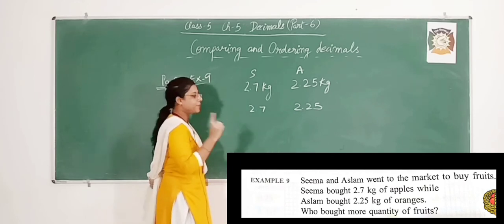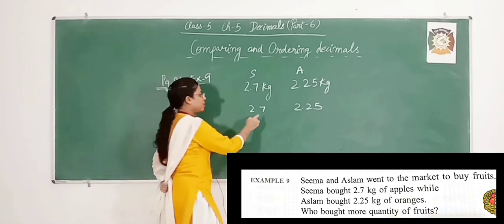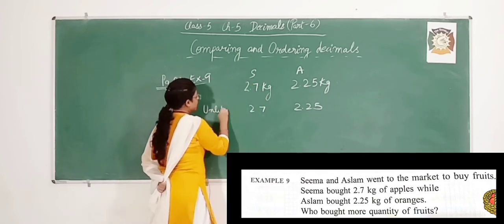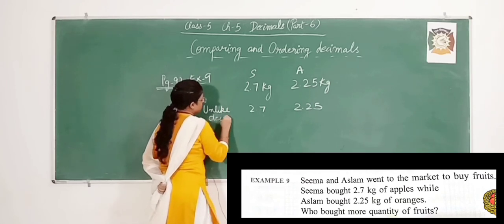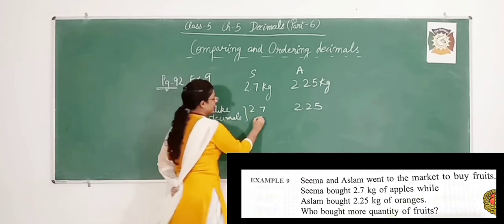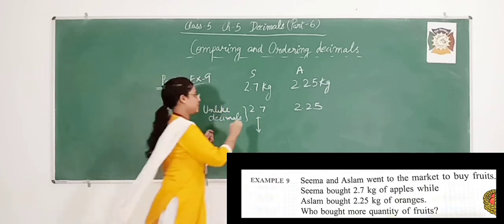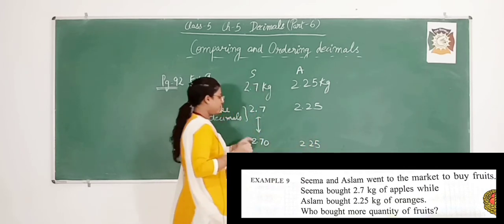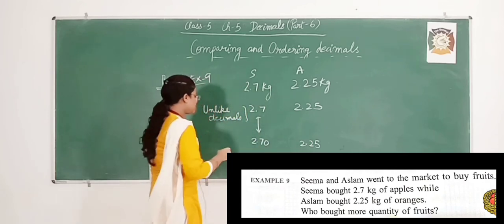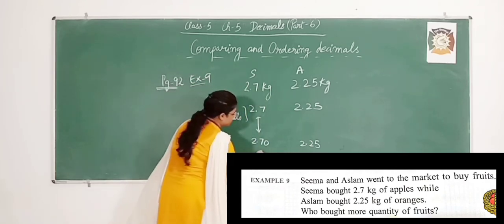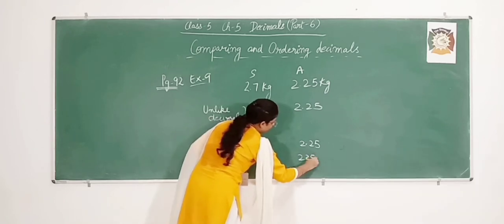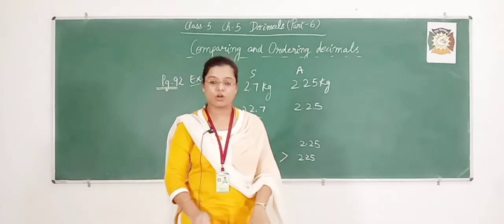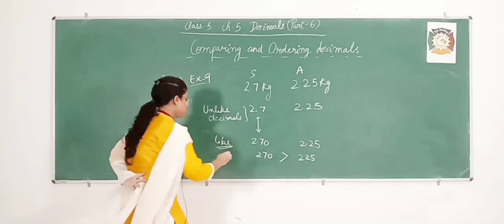So you are given the numbers 2.7 and 2.25. Clearly both are unlike, because when you count the number of decimal places, it is coming out to be 1 here and 2 here. Clearly they are not equal, so these are unlike to each other. Now you will make them like by finding the equivalent decimal for 2.7. It will be 2.70. It is same here, 2.25. Now you will compare these two by removing the decimal sign. You will make it 270 and 225. Clearly this one is greater. So Seema has bought more quantity of fruits. You will write the answer.